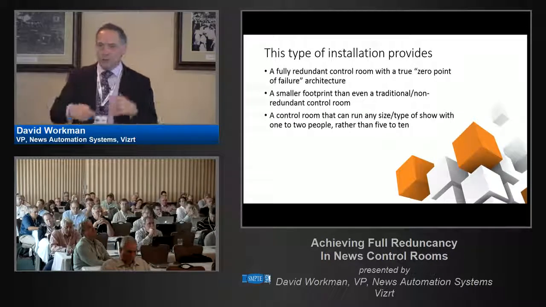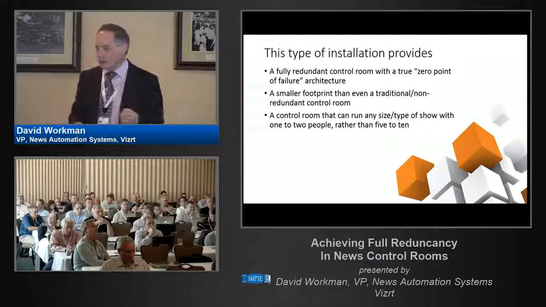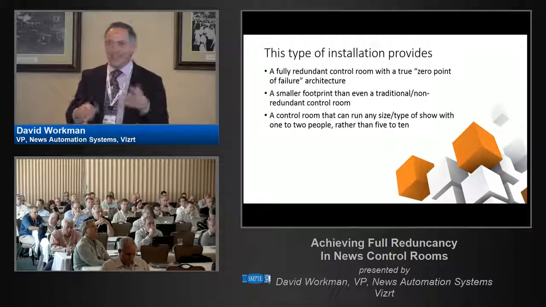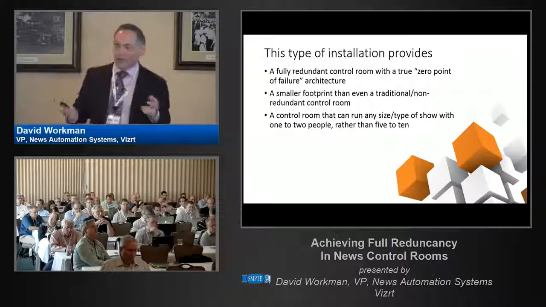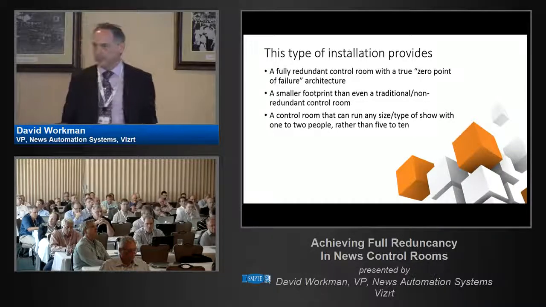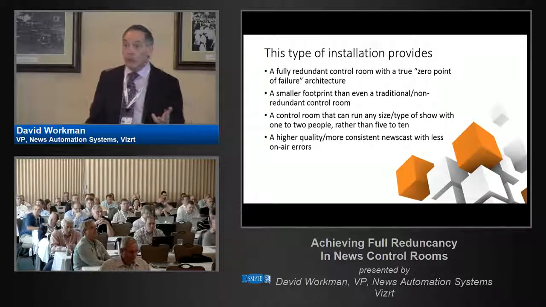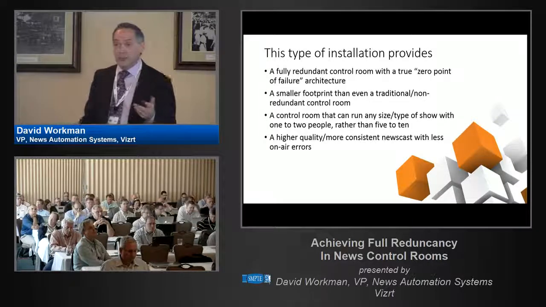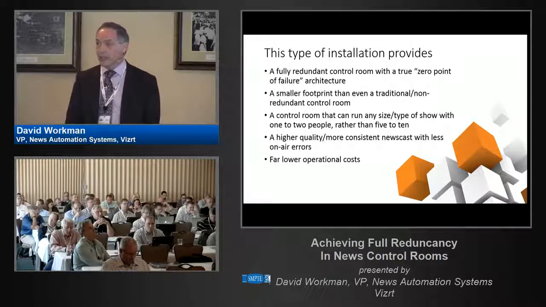And you can really operate any size show. Large national broadcast, 24-hour-a-day news shows, sports shows, talk shows, elections, anything like that, with 1 to 2 people rather than 5 to 10 in your typical control room. So you get a higher quality show, more consistent newscast with less errors, and at the end of the day, it translates to lower operational costs. And I think that's kind of the key that we're all looking for.